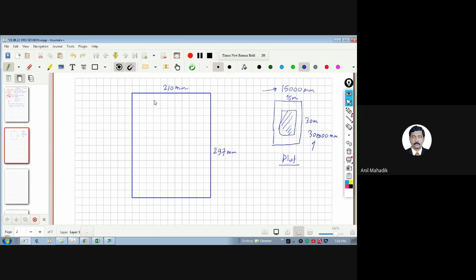Can you draw this? No, sir. Because how much is ours? Only 210, 200. So now what do we have to do? I want to reduce this by a scale factor. Yes, sir. 1:1000.